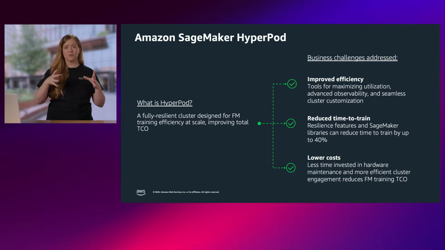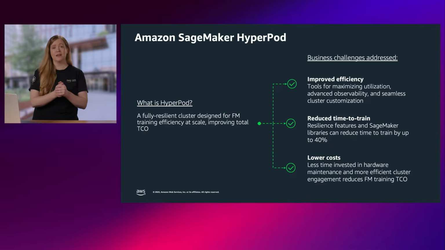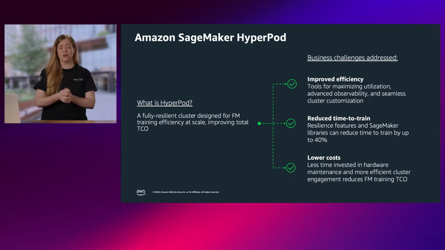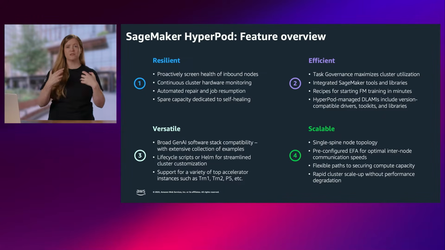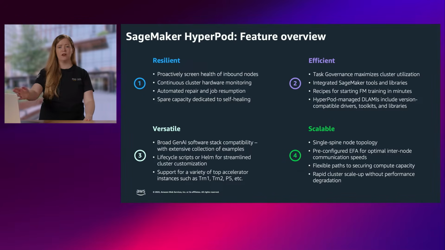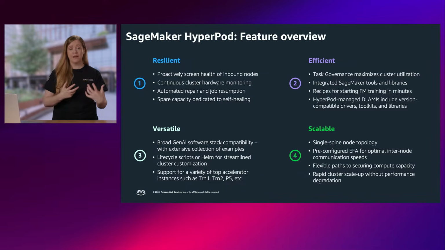In the overall scope of your cluster, you can have multiple nodes that are available as backup and recovery to enable you to reduce the time to train by up to 40% through a faster recovery time and then lower overall costs. So essentially, here are some of the key features of SageMaker HyperPod. Fundamentally, HyperPod gives you a resilient distributed cluster environment with proactively screening the health of the inbound nodes, continuous hardware monitoring, and automated repair and job resumption, which enables your cluster to heal faster and more efficiently.